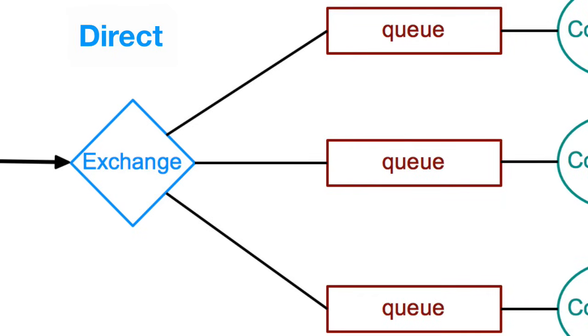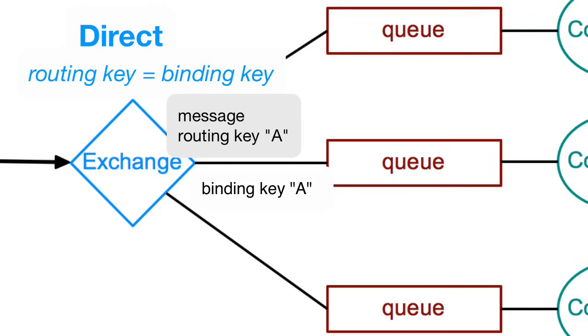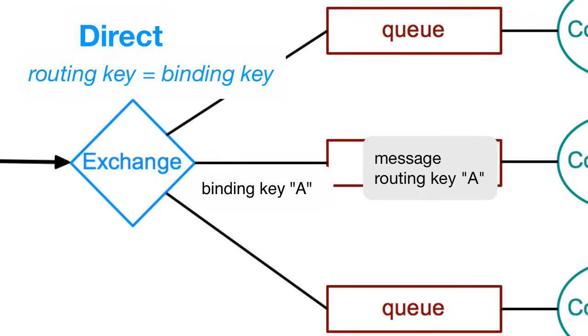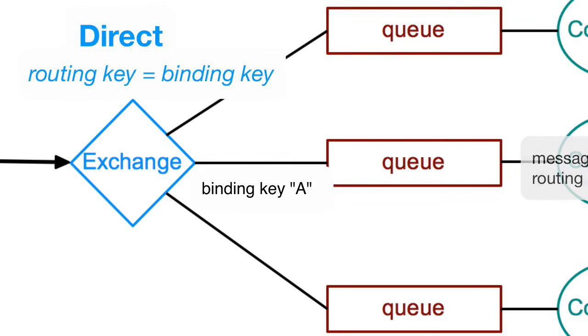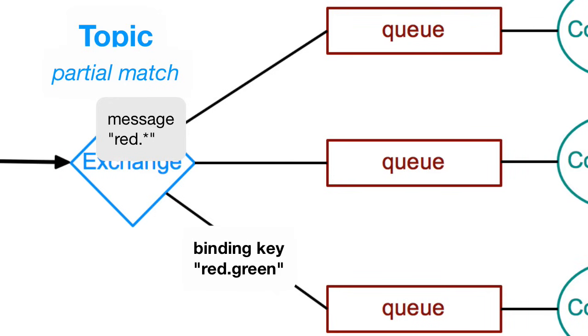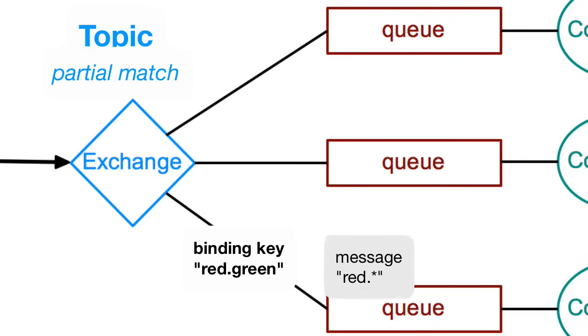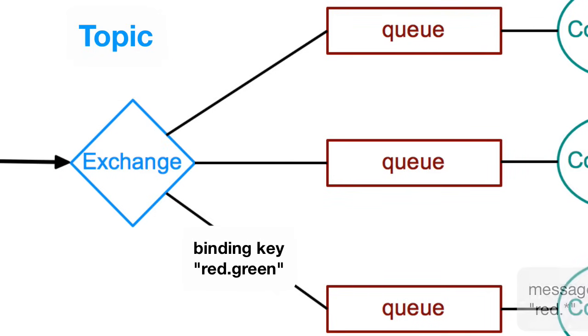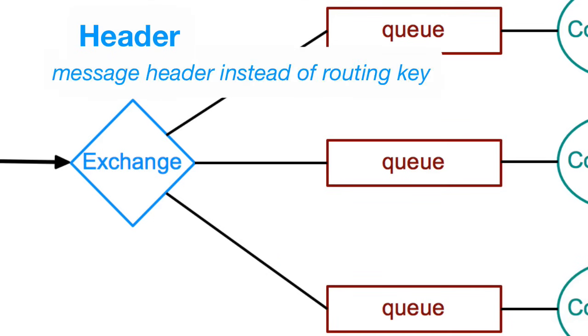The direct exchange sends messages to queues where the routing key is exactly the same as the binding key. A topic exchange allows partial matches of keys. Finally, there's the header exchange that uses the message header instead of the routing key.